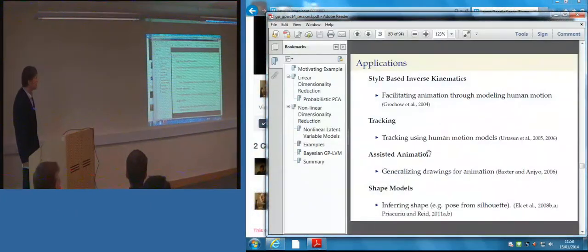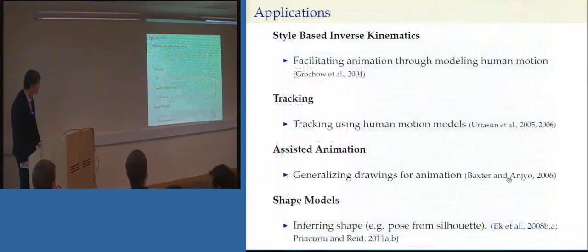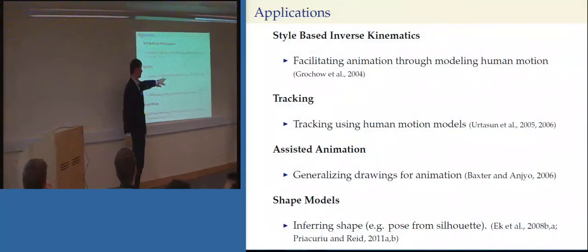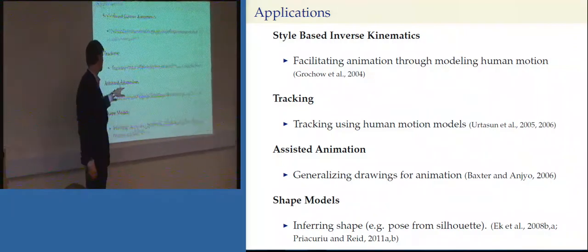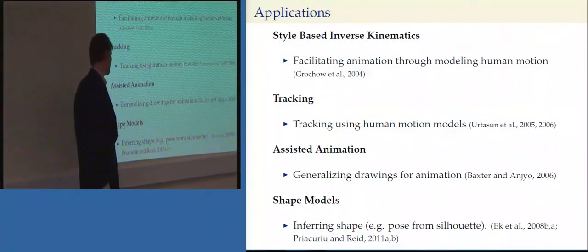Okay, so people have used these in other domains. So people have used them as models of human motion for tracking, and people have used them for assisted animation, is what we've sort of seen. Shape models. There's some really lovely work.